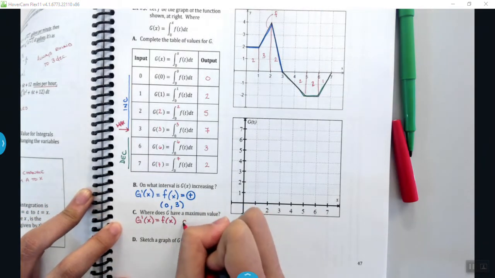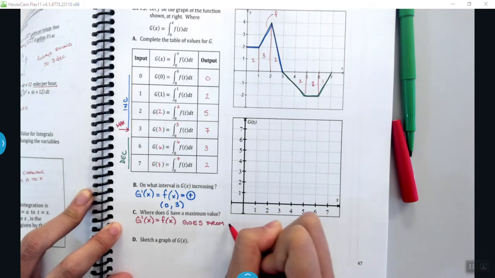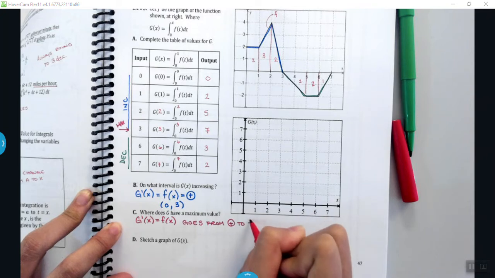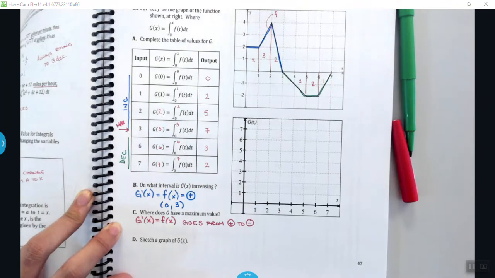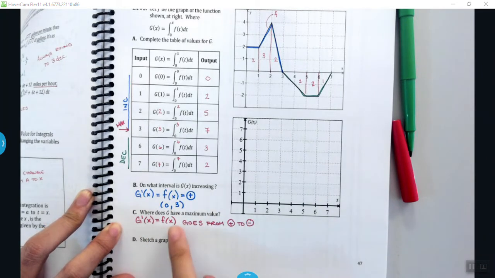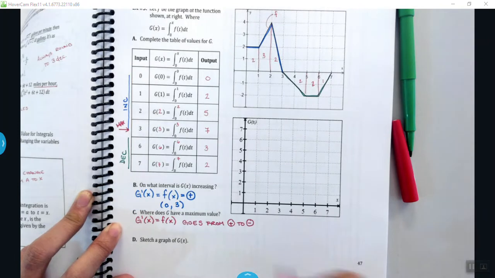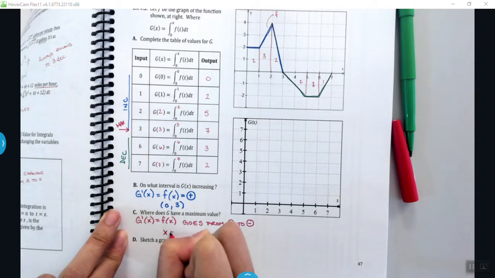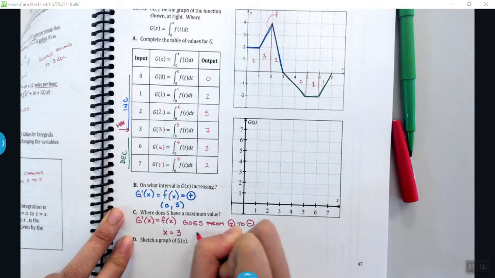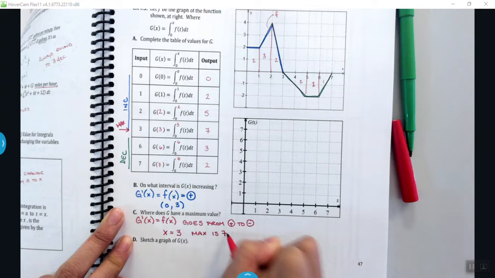And then you would say goes from positive to negative, because the graph you see goes from positive to negative, and so that tells you that g has a maximum, because if g prime equals f of x goes from positive to negative, you know that your original is going from increasing to decreasing. So where does it have it? At x equals 3, and then max is 7.